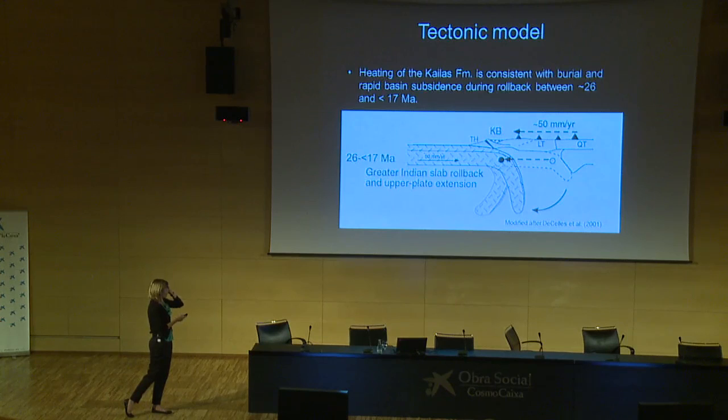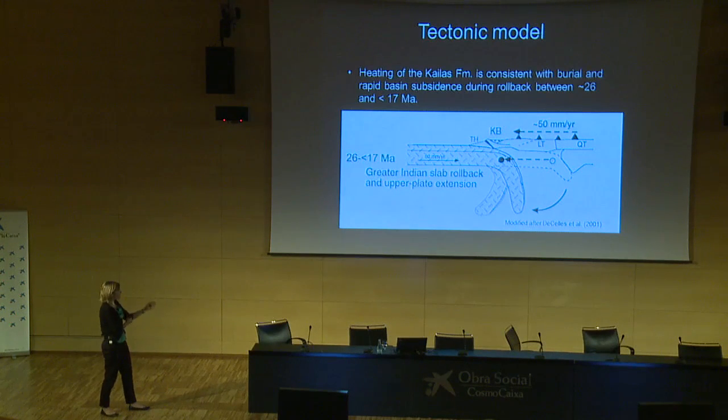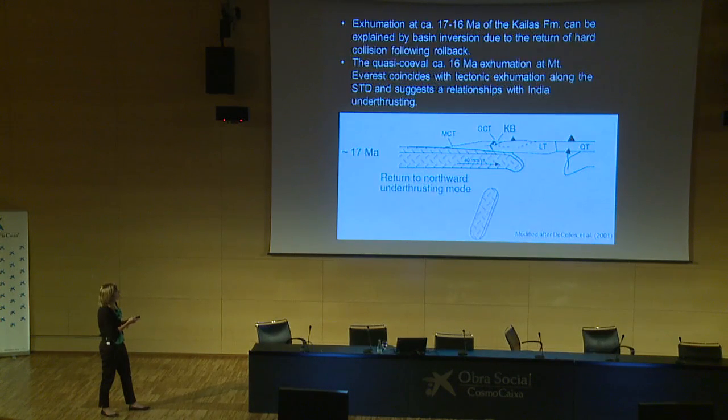One of the models that has been proposed to explain what we see within the suture zone, and is consistent with our data, is that heating of the Kailas formation can be explained with burial and rapid basin subsidence during rollback between 26 and greater than 17. So India is subducting northward and then rolling back towards the south, creating an extension of the upper plate and the deposition of the Kailas formation. Then exhumation at 17, 16 of the Kailas formation can be explained by basin inversion due to potentially the return of hard collision. India is still underthrusting under Asia, and we can see that today. We can monitor it with geophysics.